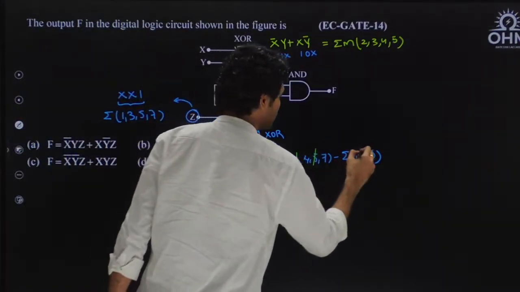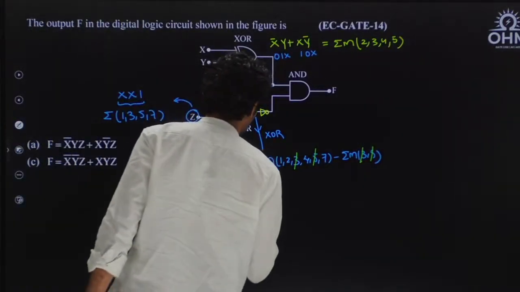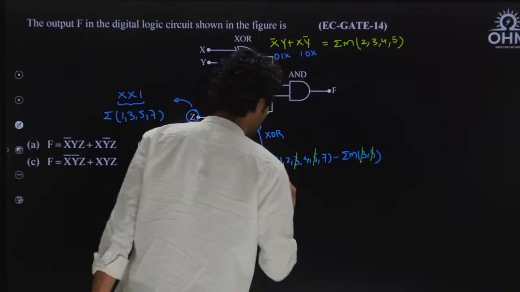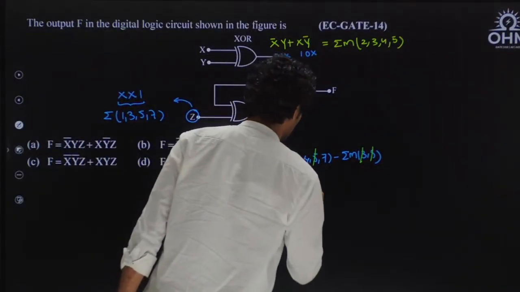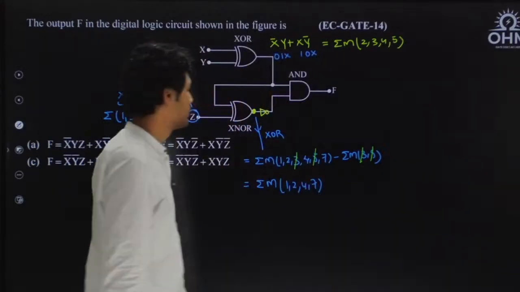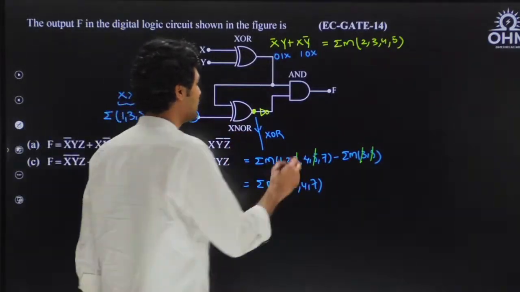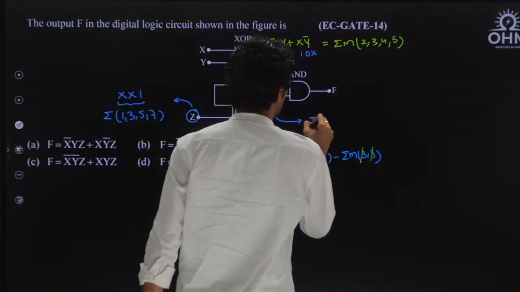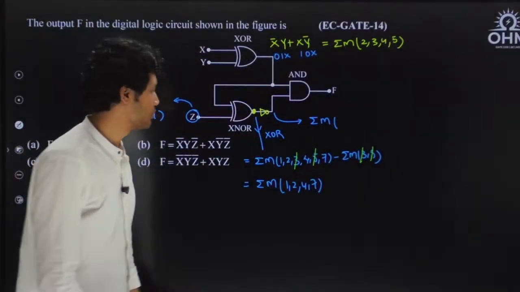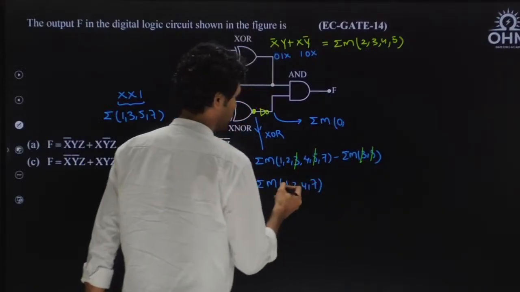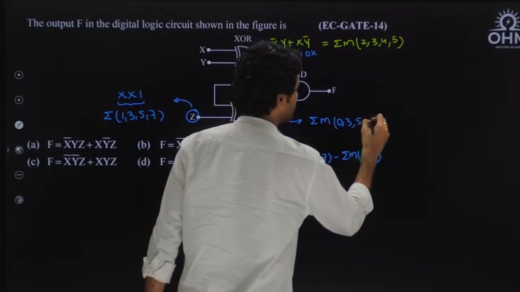This is a new method, I agree, but with practice, this becomes one of the most comfortable approaches for you. In the beginning, every new method is tough, but with practice, it becomes easy. I have got the expression as nothing but 1, 2, 4, 7. When you complement that, what is the list of minterms here? Sigma minterms, apart from 1, 2, 4, 7, everything else, which is basically 0, 3, 5, and lastly 6.